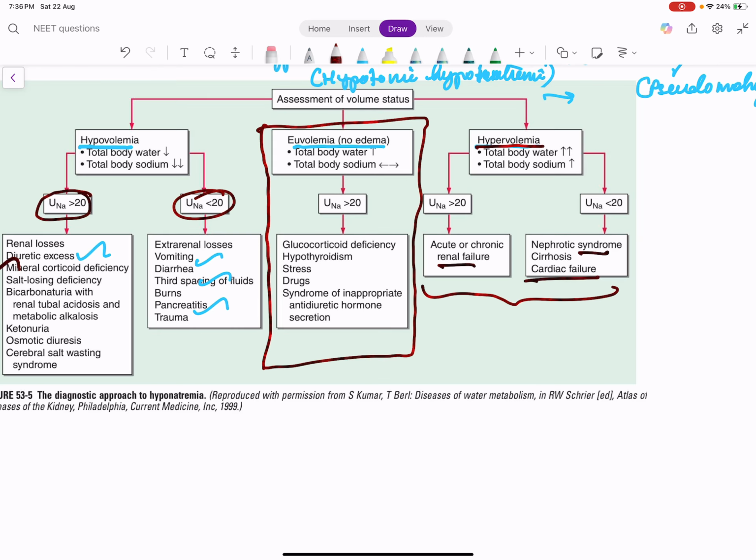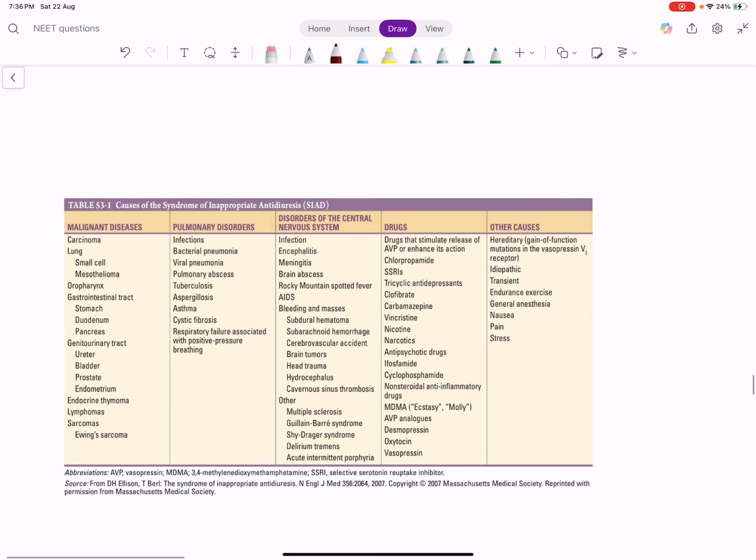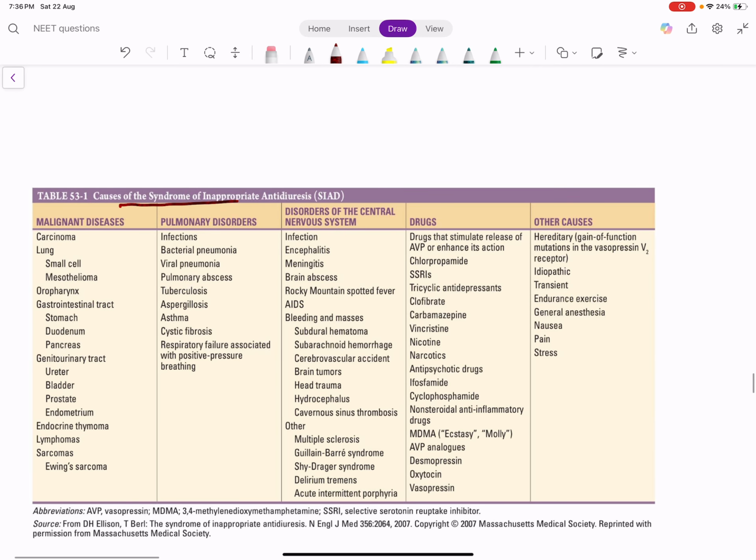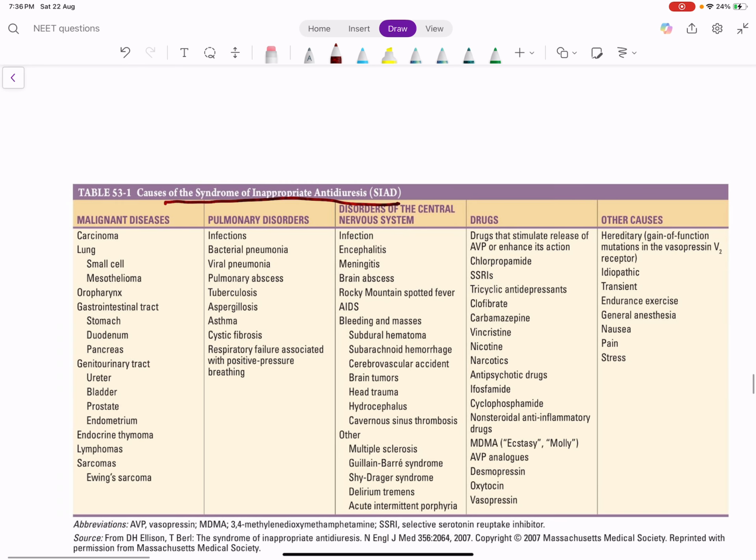There are only 4 causes of euvolemic hyponatremia. The most important cause among them is SIADH. Even if you don't remember the others, it's not an issue. SIADH causes euvolemic hyponatremia. Other causes are glucocorticoid deficiency, that is Addison's, hypothyroidism, stress, and drugs. If you see the causes of SIADH, practically any condition can cause SIADH. I will tell it like this: any lung disease can cause SIADH. Any CNS disease can cause SIADH.